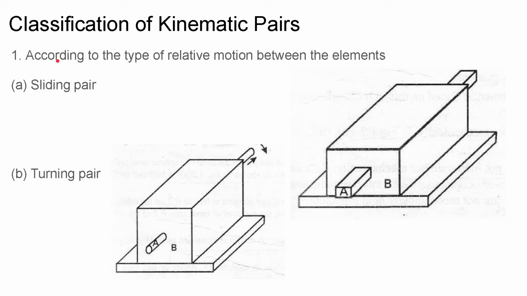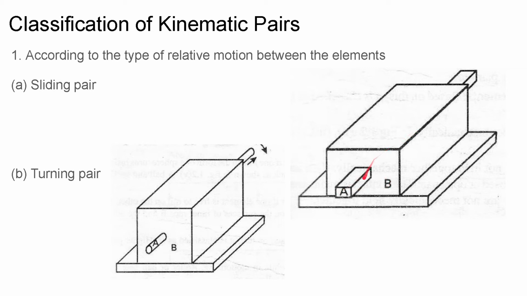So there are so many classifications, and please be clear with these classifications and the naming which we are providing. These are very useful for solving problems also. So first classification is according to the type of relative motion between the elements. So first is the sliding pair. So this means the sliding pair. So the link A is able to slide through link B.